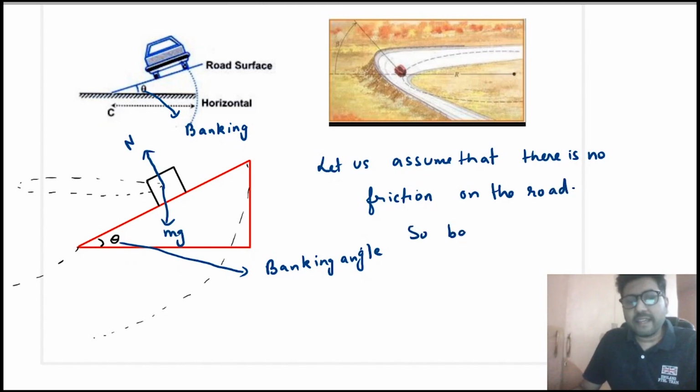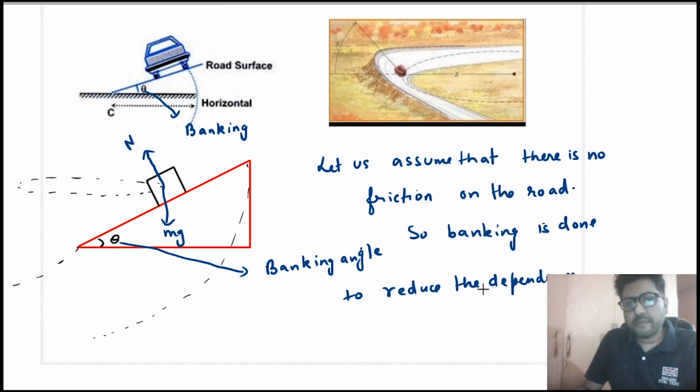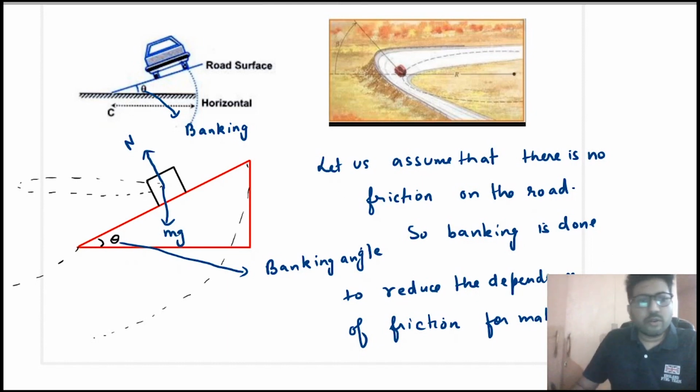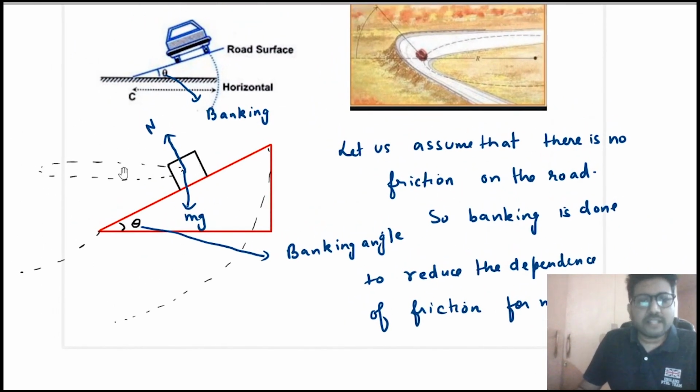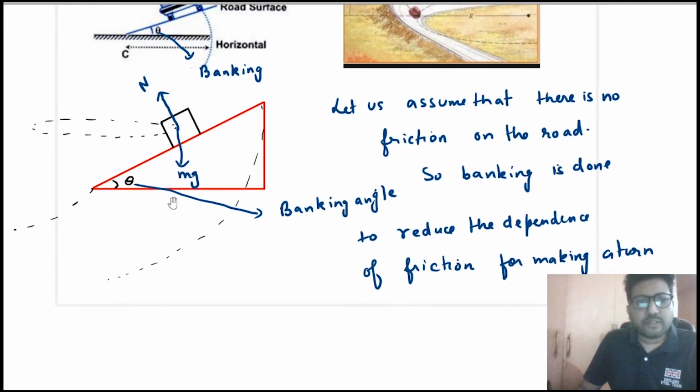So banking is done to reduce the dependence of friction for making a turn. In this case, normal is able to provide the centripetal force for making the turn.